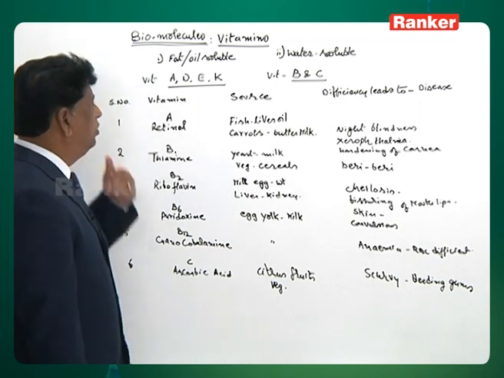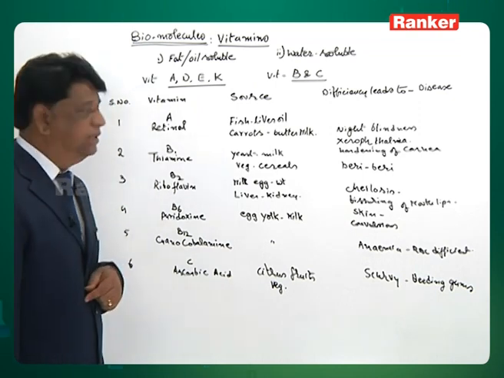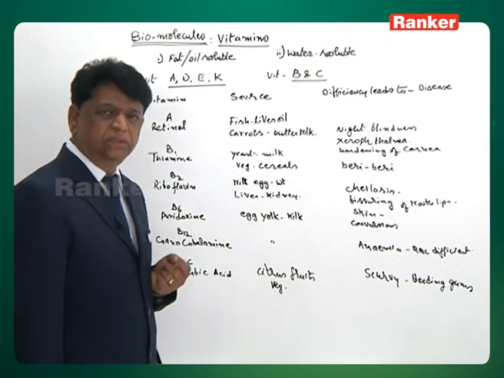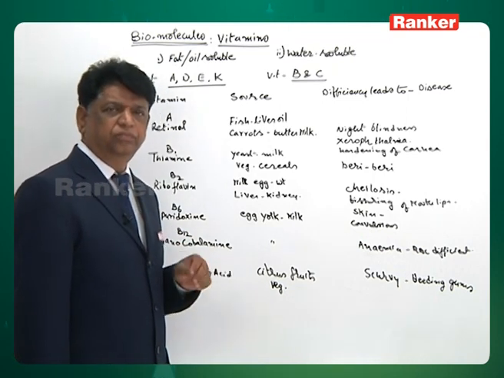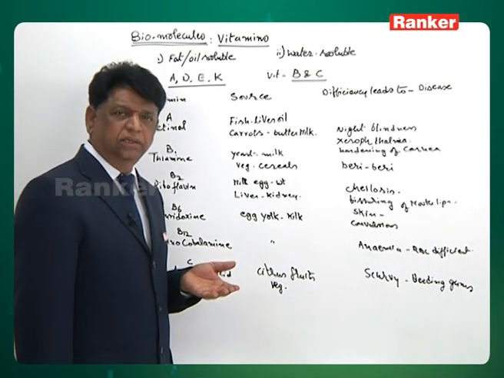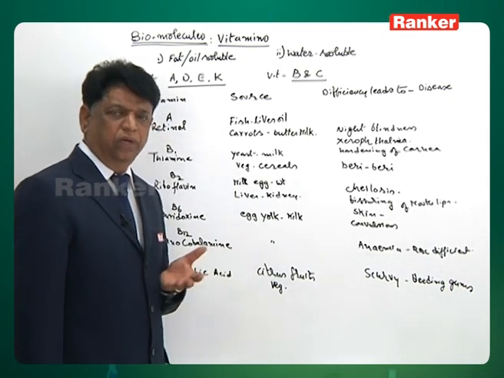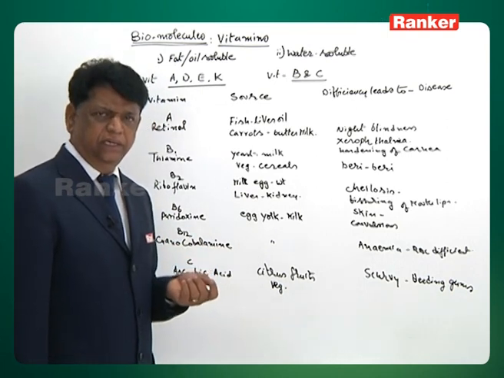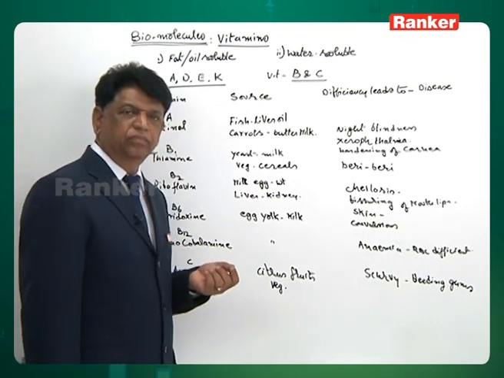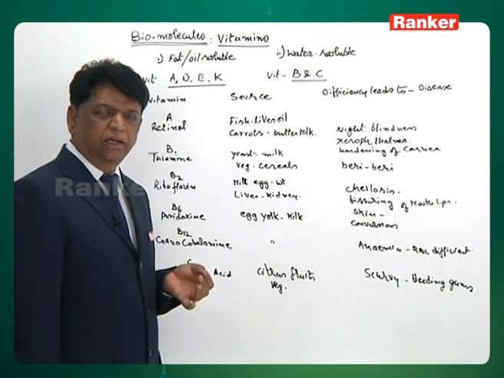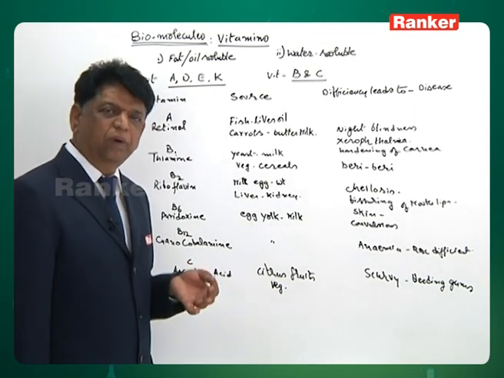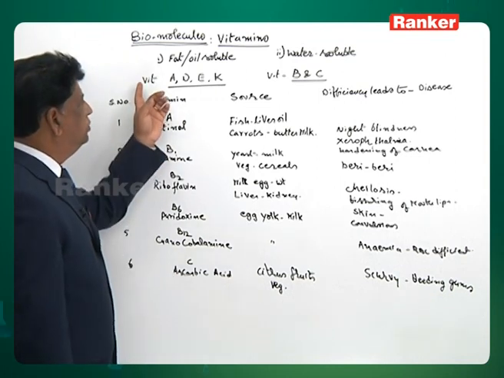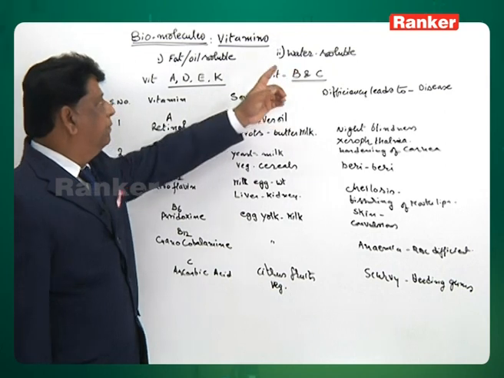So, under biomolecules we have a small topic called vitamins. Vitamins are a section of organic compounds. They are required to promote biological processes like catabolism, anabolism and all the metabolism, but they are required in very small quantities. They are essential, but the quantity required is very small. And these are classified into two sections.